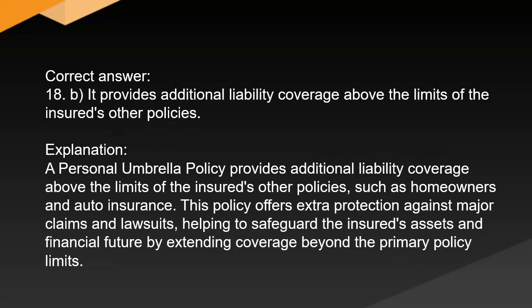Correct answer. B. It provides additional liability coverage above the limits of the insured's other policies. Explanation. A personal umbrella policy provides additional liability coverage above the limits of the insured's other policies, such as homeowners and auto insurance. This policy offers extra protection against major claims and lawsuits, helping to safeguard the insured's assets and financial future by extending coverage beyond the primary policy limits.